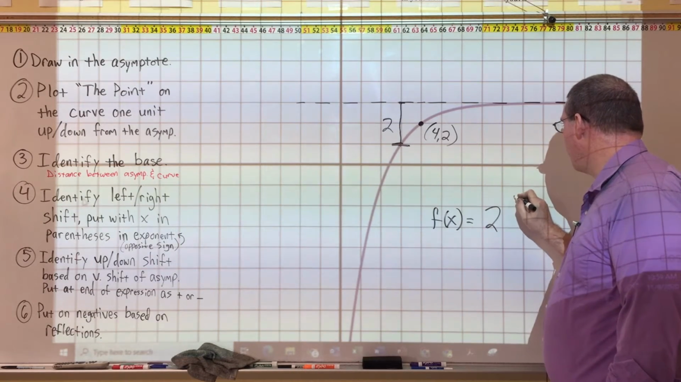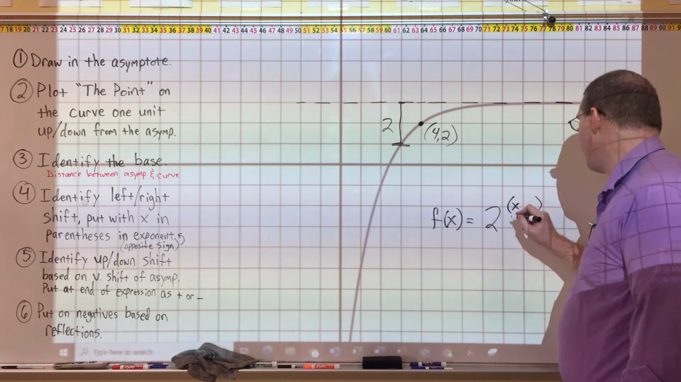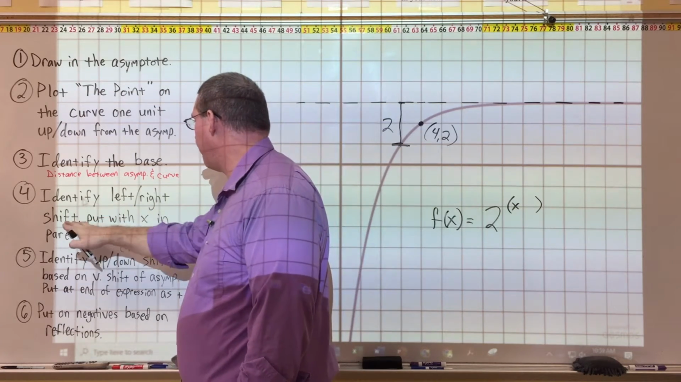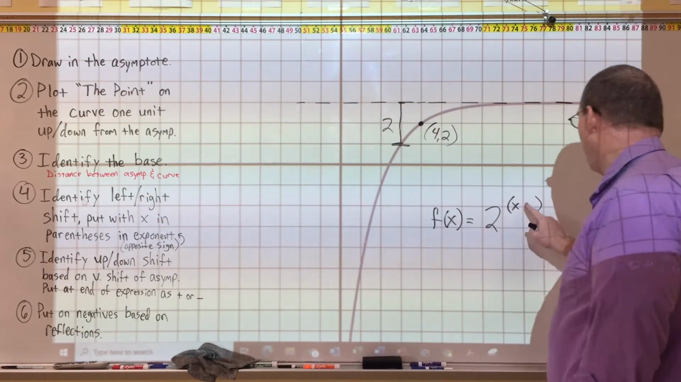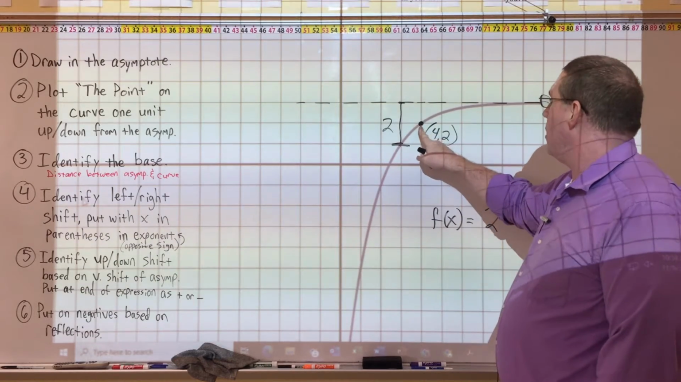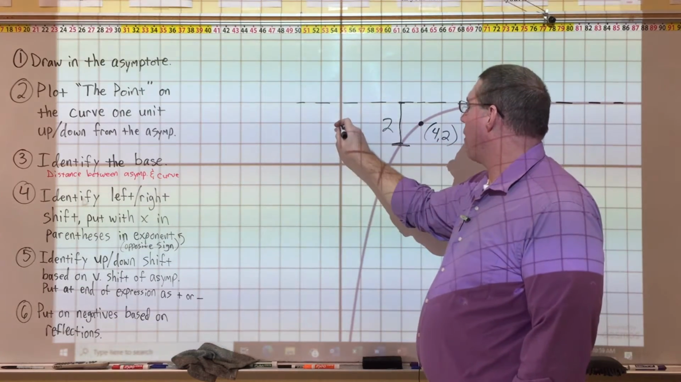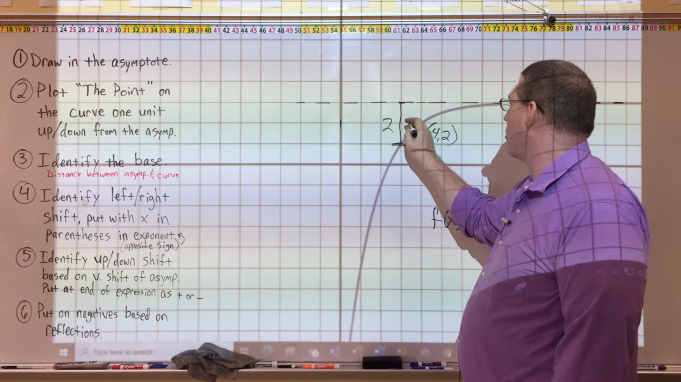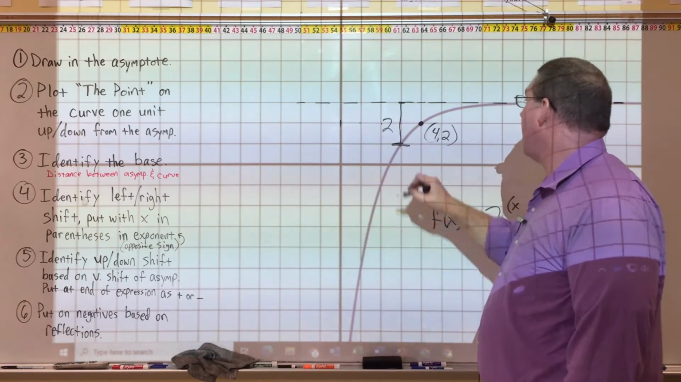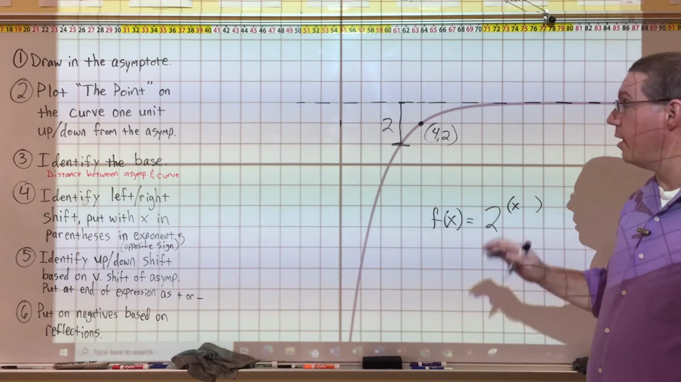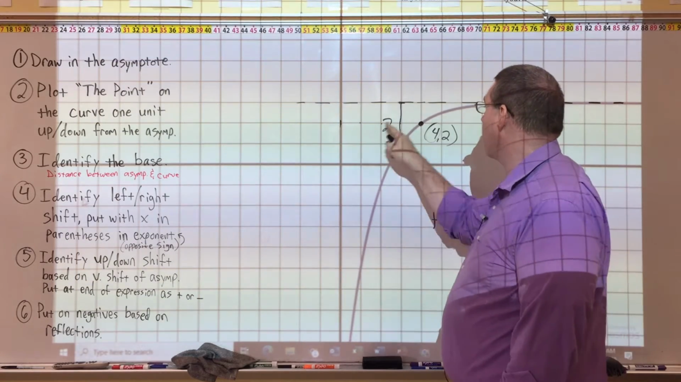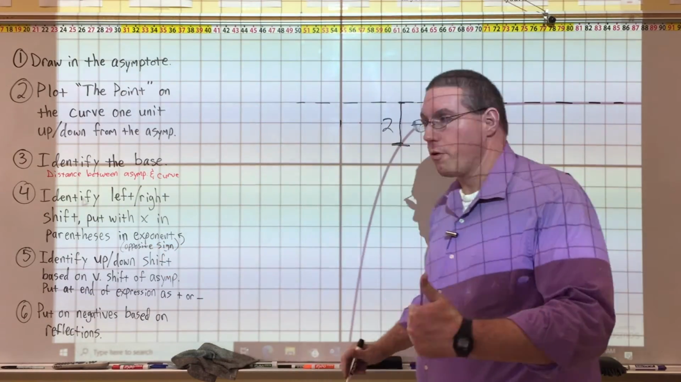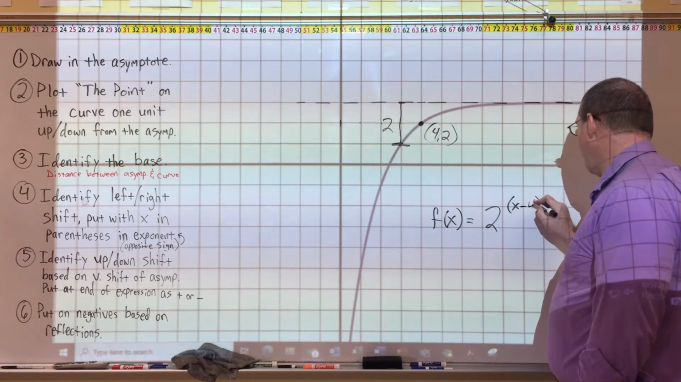Also, we know that there's going to be an exponent in parentheses with an x in it, right? So now it says identify the left or right shift, and you're going to put it with that x in the parentheses, right? All right, well, normally this point is at the y-axis right here, okay? And so we want to count the distance of this point from the y-axis. That's 1, 2, 3, 4. Well, that's actually the x-coordinate, and it always will be the x-coordinate with exponential functions. And so this is a positive 4 shift, but we want to make it the opposite sign. So instead of plus 4, it's going to be minus 4. So we're going to put a minus 4 on the x.